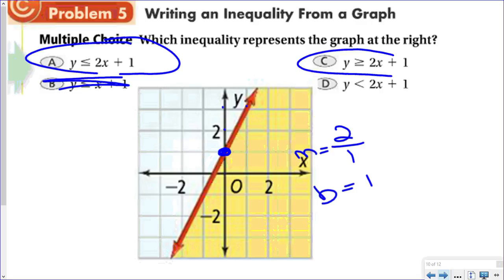And the last thing we would check is our shading. If they shade below or above, well, it's shaded below, and the one that has the less than symbol is A. So A is the right answer. Scratch off C. And that is the correct answer for that one.